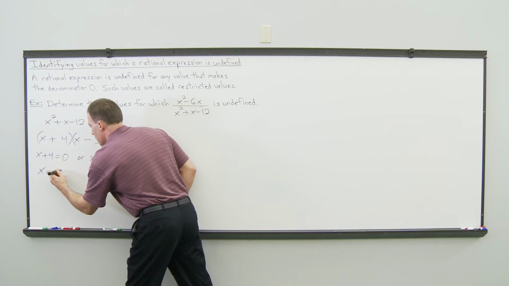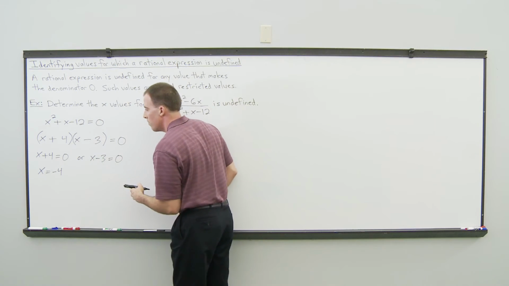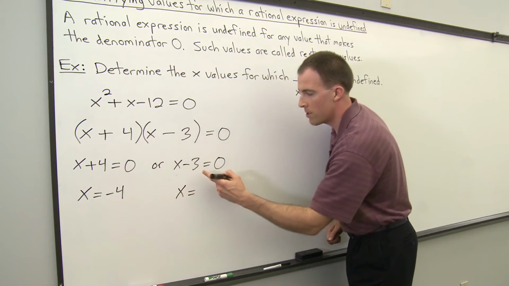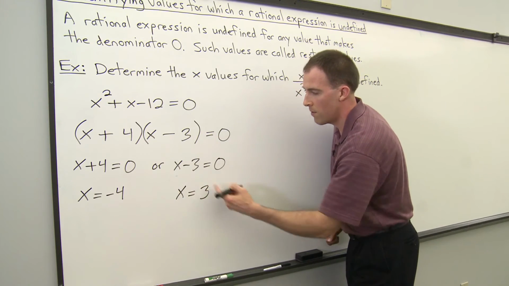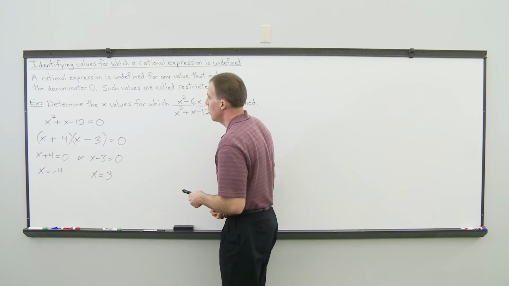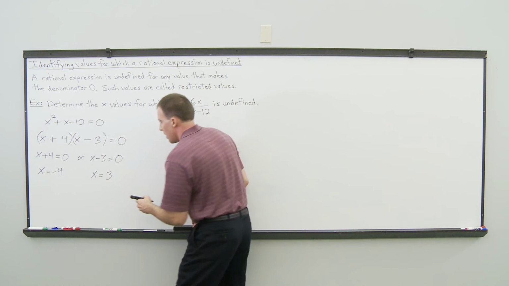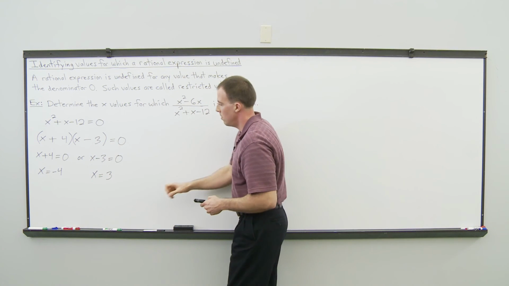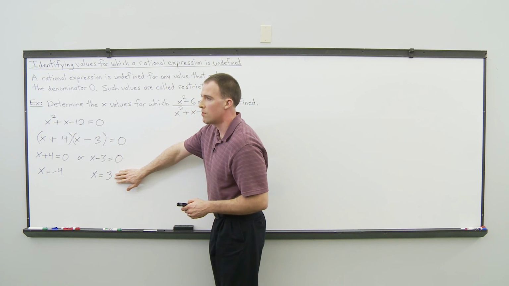The first one is x equals negative 4, found by subtracting 4 from both sides. And the second value of x that makes the rational expression undefined is x equals positive 3, found by adding 3 to both sides. So these two values right here, negative 4 and 3, make the rational expression undefined, and sometimes people refer to those as the restricted values.